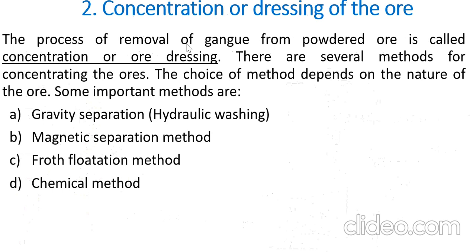Here, concentration means increasing the concentration of the metal while decreasing the what? While removing the impurity. So the process of removing the gangue, the earthly impurities from the powdered ore, is called what? Concentration. So removing the earthly impurities. There are several methods for concentrating the ore, right? The choice depends on the type, or the nature of the ore. So we have gravity separation, magnetic separation, flotation, and chemical method. So let's look at A to D.